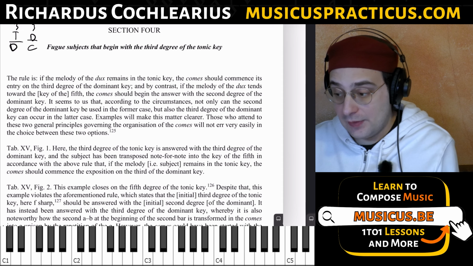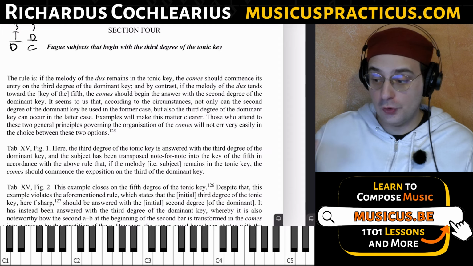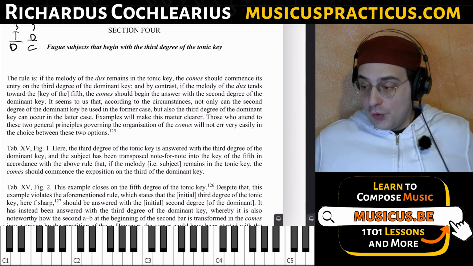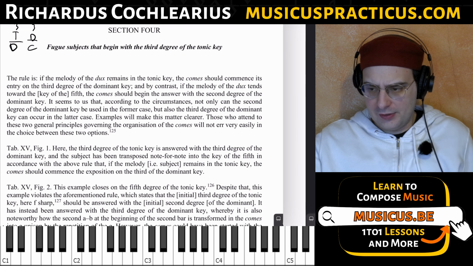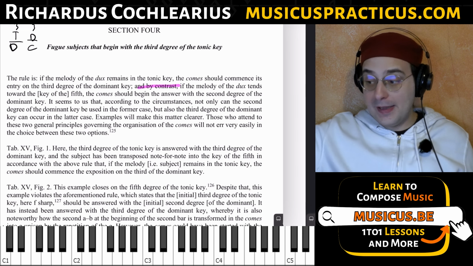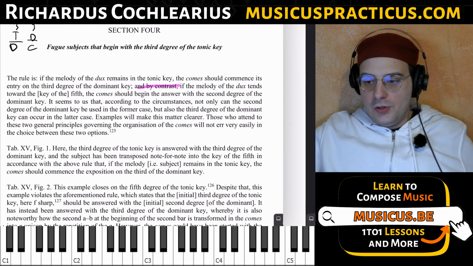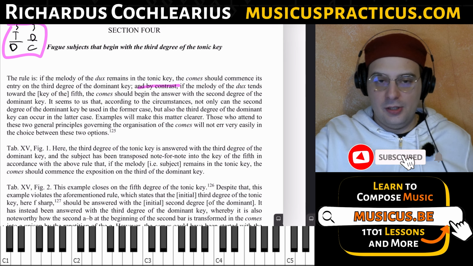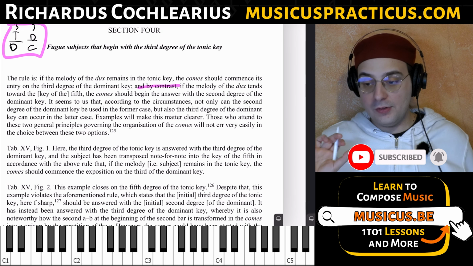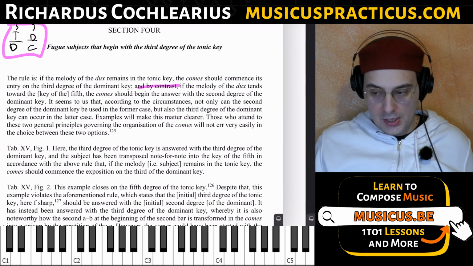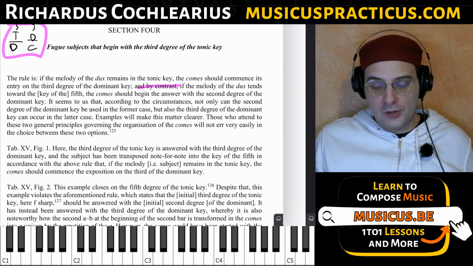And by contrast, if the melody of the dux tends toward the key of the fifth, so here, if it stays in the key of the first, but if the melody of the dux tends toward the key of the fifth, the comes should begin the answer with the second degree of the dominant key.